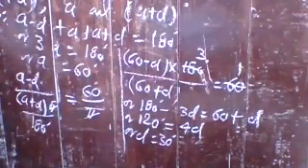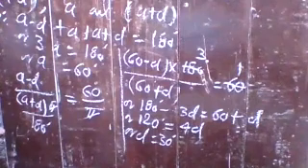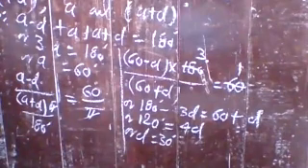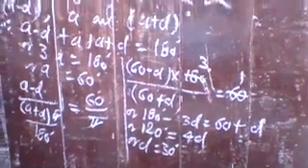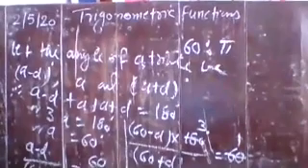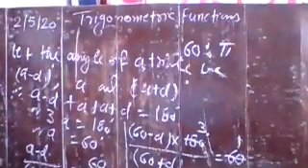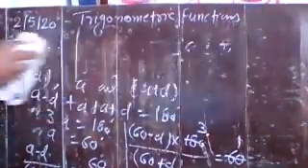30, 60 and 90. And if you convert it in radian, that can be written as pi by 6, pi by 3 and pi by 2. Pi by 6, pi by 3 and pi by 2. Okay. So write your final answer here. Yes, write it in this way.